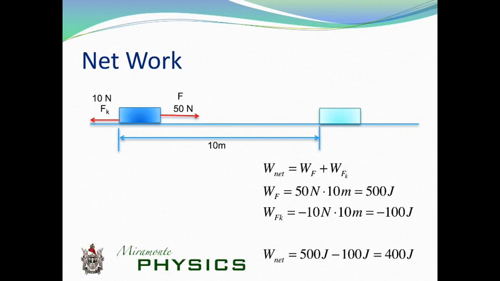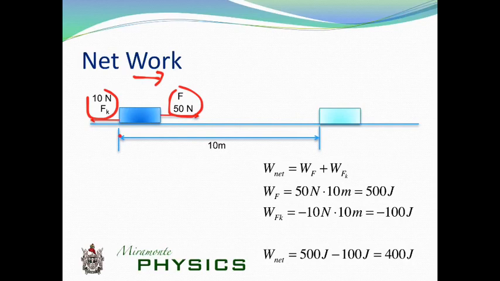Another net work problem, so let's say we have a block. This is kind of a typical quantitative problem. We have a block and we want to slide it to the right. So it's going to start here, and it's going to go a total of 10 meters to the right. What is the net work that is done on the block? We have two forces acting on it. We have a 50 Newton force, that might be like a tension force right here, and then we have a 10 Newton friction force. So as you're pulling it along, the friction is always going to be acting in the opposite direction.